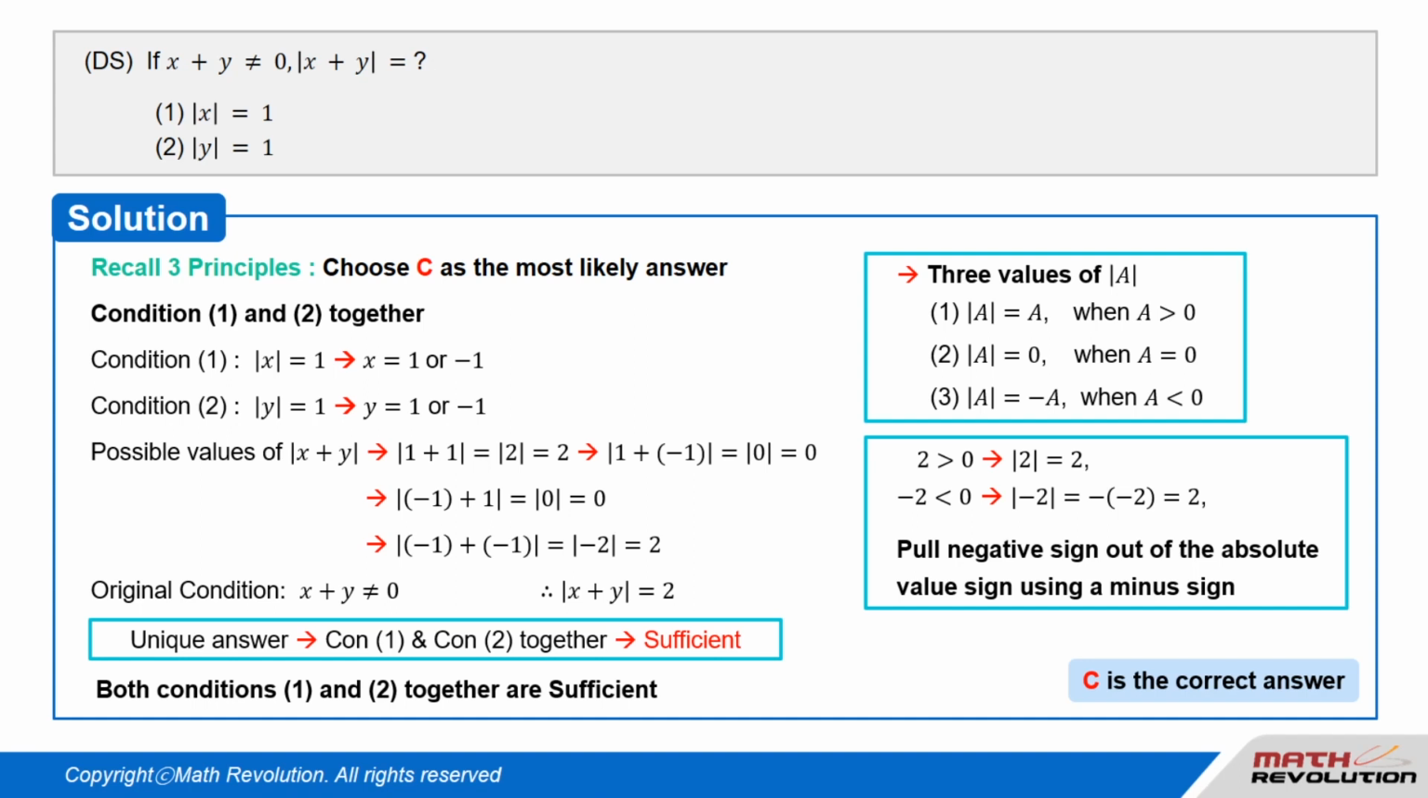This is a typical question that has appeared on recent GMAT exams. You should always solve DS questions using the variable approach to save time. Both conditions, 1 and 2 together, are sufficient. So C is the correct answer. Answer C.